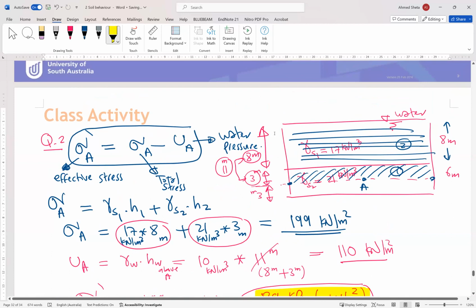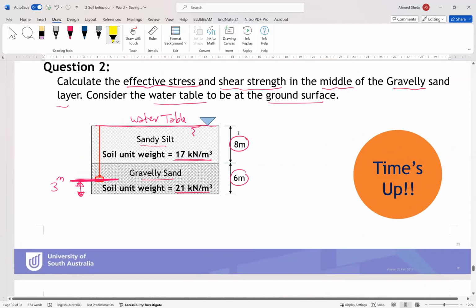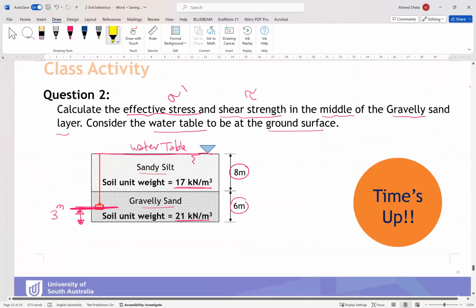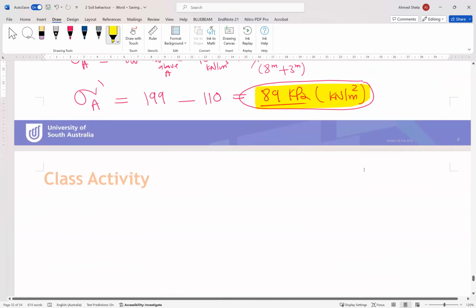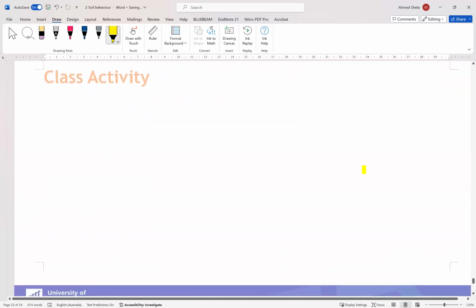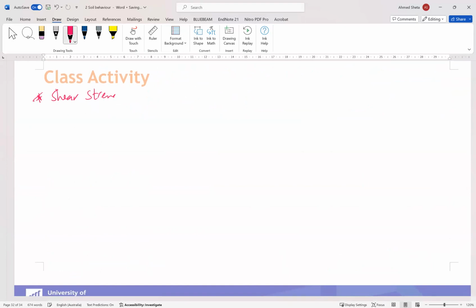The second requirement is a direct application of the shear strength. So we need to find the shear strength at the middle of the second layer, which is the gravelly sand. So requirement number 2: shear strength at the middle of the gravelly sand layer. This is the second requirement.